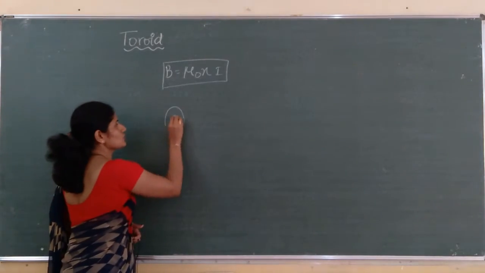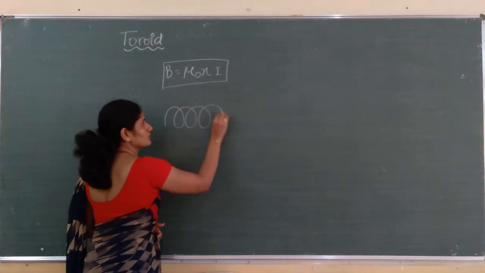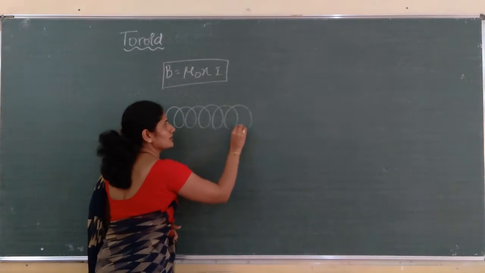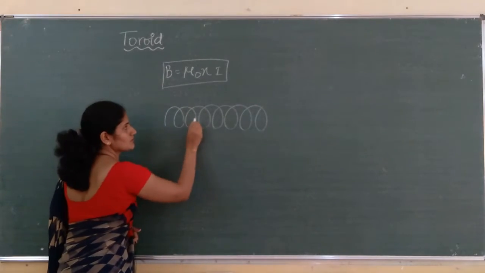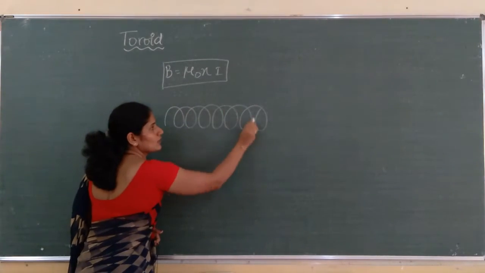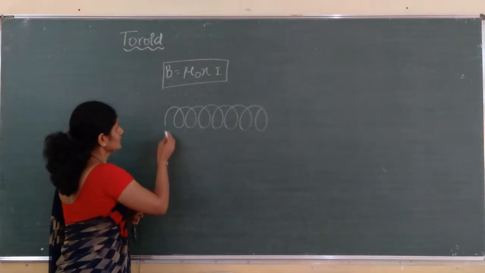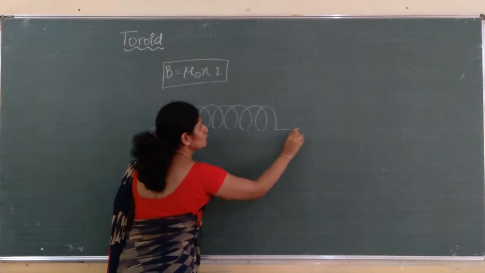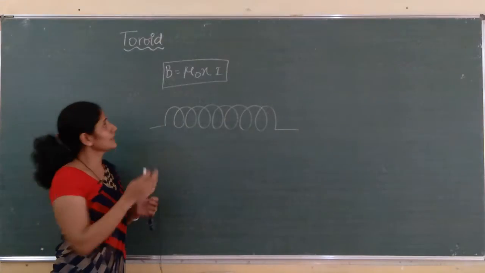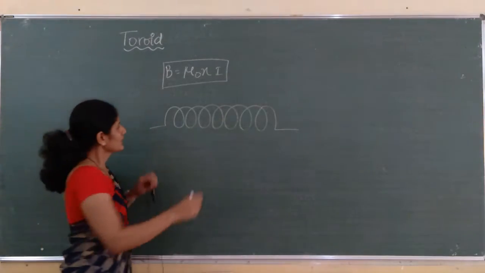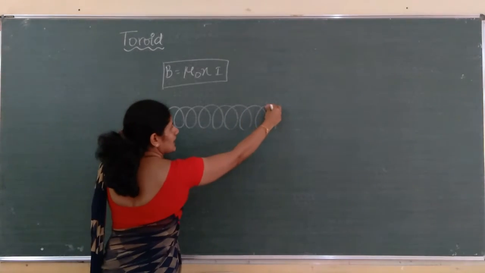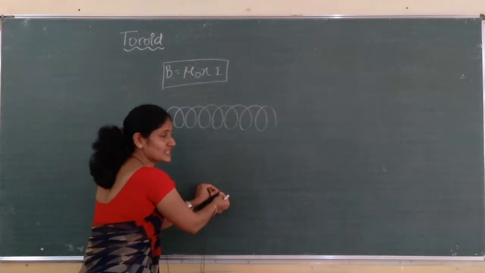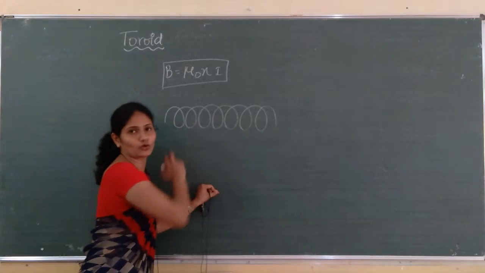So, this is a solenoid, right. Here we have large number of turns. So, N number of turns which are closely wound. These are the two free ends of a solenoid. When this solenoid has been bent into a circular ring, we get a toroid.